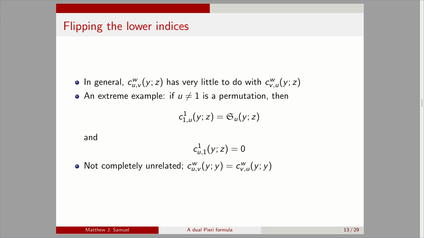So these coefficients are not completely unrelated. Clearly, by commutativity, if we set z equal to y, the coefficients become the same. So indirectly, we see here that if we set z equal to y and take S_u(y,y), that gives you 0.